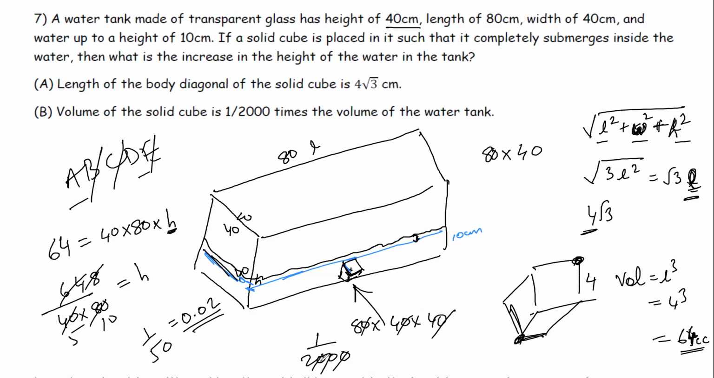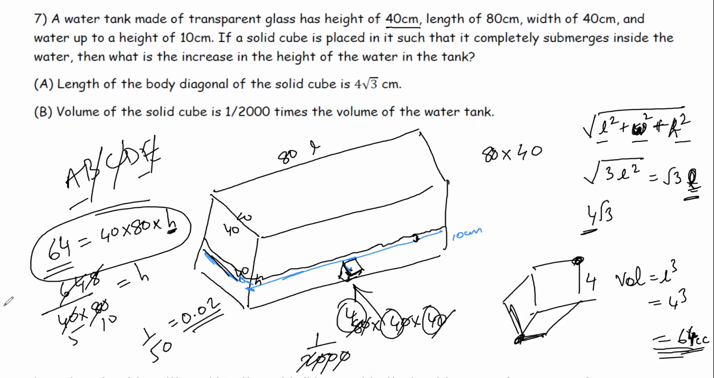0, 0, 0 goes with these three zeros. 2 goes into 8 4 times. So we got 4, 4, and 4. That is 64. So we come back to the same volume that we got before from here. So even the second one answers the question. We come to know the increment in the height using the same understanding. So A answers, B answers, therefore each alone answers. So seventh one, the answer is D.